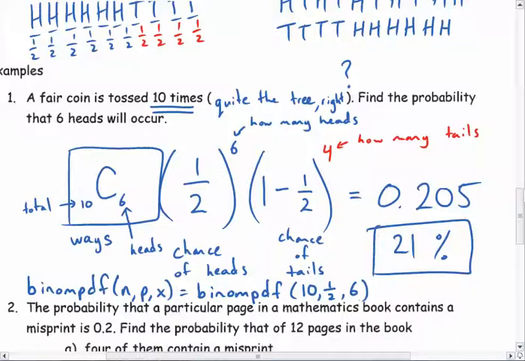So the arguments for the binomial PDF are the number of times you're repeating the trial, the chance of success, and how many successes you want. We're tossing a coin 10 times, the chance of getting heads is 1/2, and we want 6 heads. That gets you the same answer. You can also use this for those problems where you have expanding a binomial.